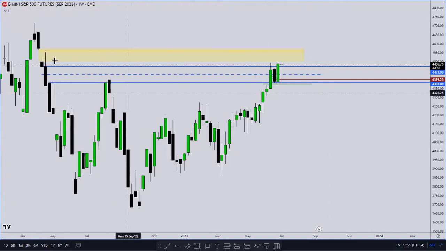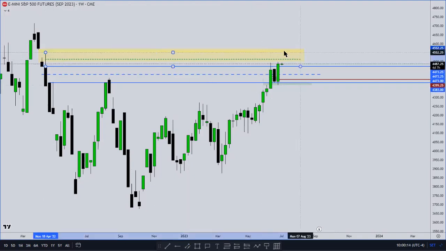So yeah, next is maybe this liquidity void. I will also have this consequent encroachment of the wick outlined. I think that can be used for short-term resistance. Consequent encroachment of this wick.